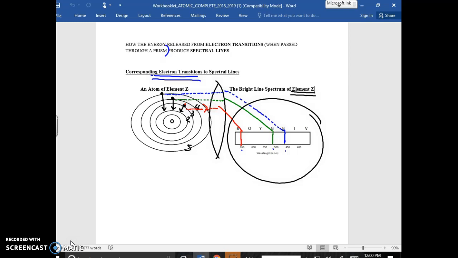So if this is an unknown, what you can do to that unknown sample is you can heat it up. If it heats up, it can give off light. You can pass that light through a prism, through what we call a diffraction grating, and it will produce this characteristic bright line spectrum. So you really can think of this as being the light fingerprint for this particular element.